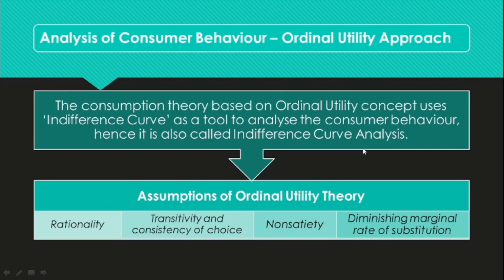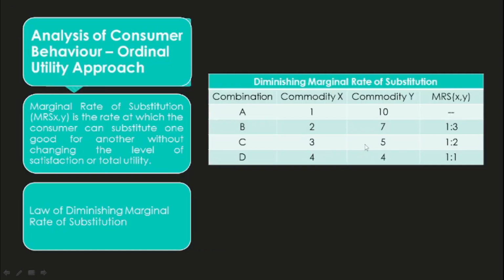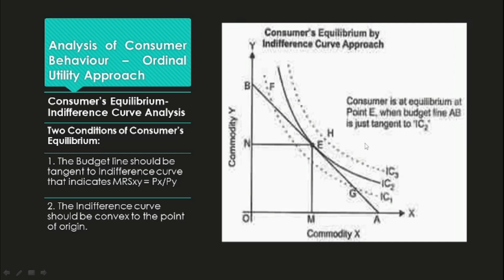In the previous lecture, I discussed the ordinal utility approach and its assumptions. Then the most important tool that we use in ordinal utility, that is the indifference curve, indifference schedule and indifference map. I have also discussed the diminishing marginal rate of substitution. So today I will discuss the budget line or budgetary constraint and then the consumer's equilibrium using indifference curve analysis.